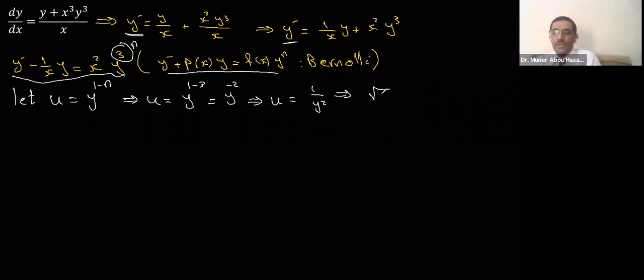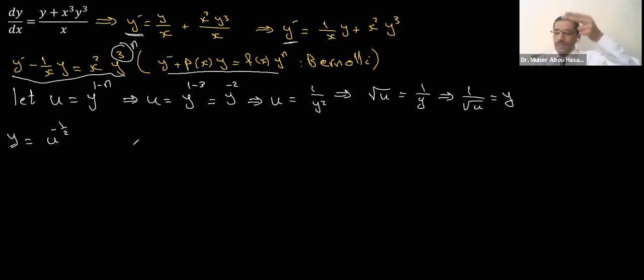So square root of u equals 1 over y. Now flip both sides. That means 1 over root u equals y. Am I right? So the y is u to the negative half. Take the root of u up, and don't forget the root is to the power half. Take it up to be negative.